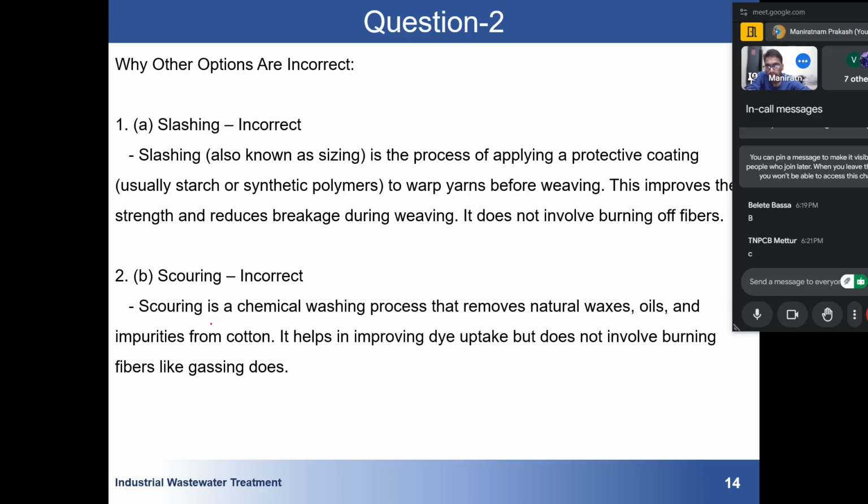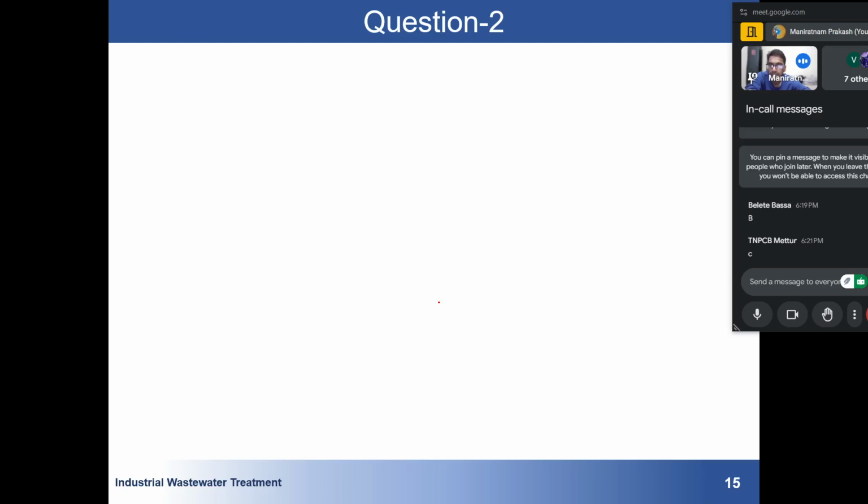Then we have scouring, a chemical washing process that removes the natural wax, oils, and impurities from the cotton. We know that there will be natural wax and oils around the cotton, and we want to remove them. That is done with the help of some equipment or chemicals, and the process is known as scouring. It helps in improving the dye uptake, but this was also not the answer.